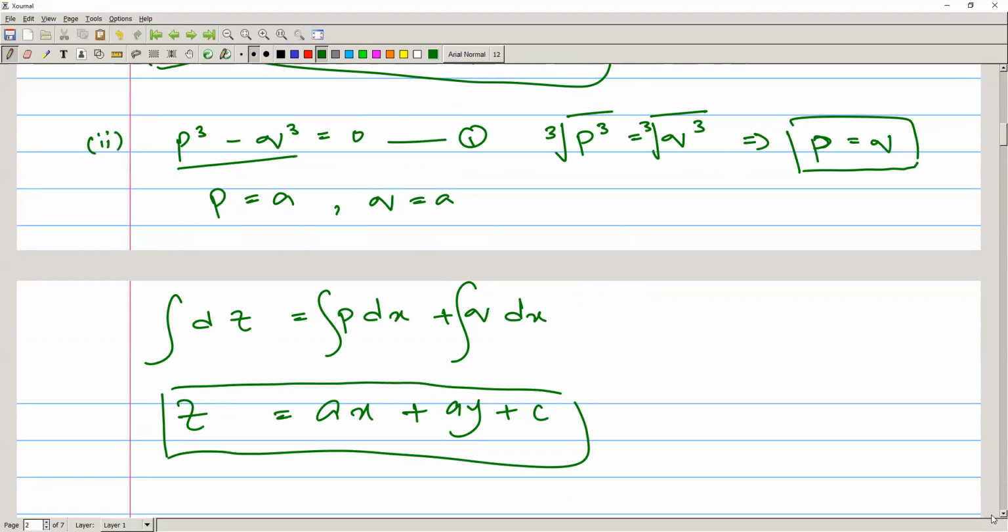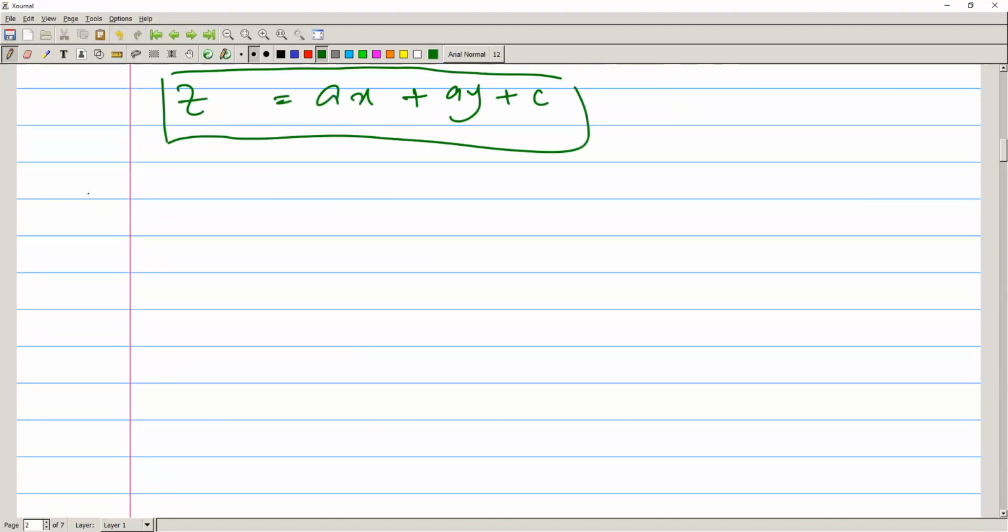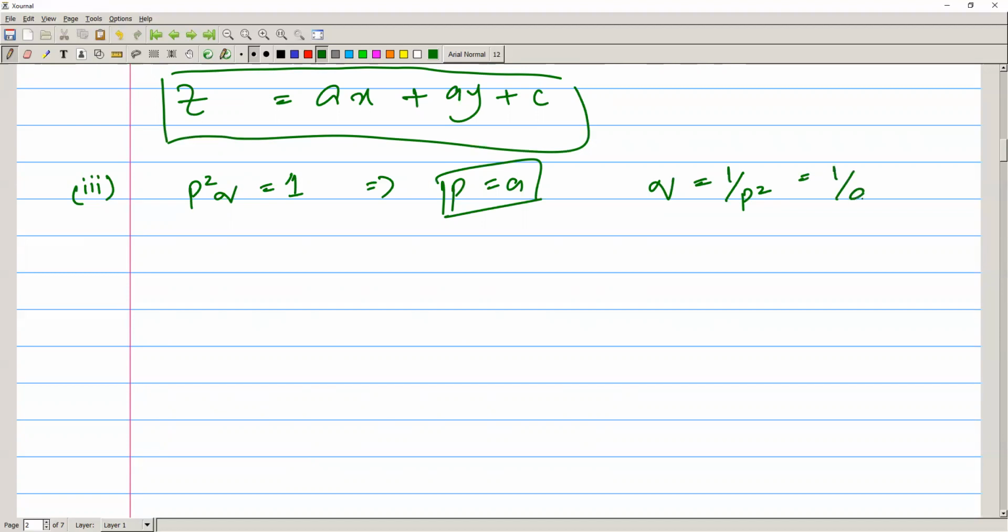So this is the solution. Right now we will take some more examples. Let's say that we are given p squared q is equals to 1. Again, it's a function of p and q. So we can write, this implies that p is equals to a, because it's a function of p and q only. So we can assume the solution as p is equals to a, then q will be equals to 1 over p squared. That will be equals to 1 over a squared.